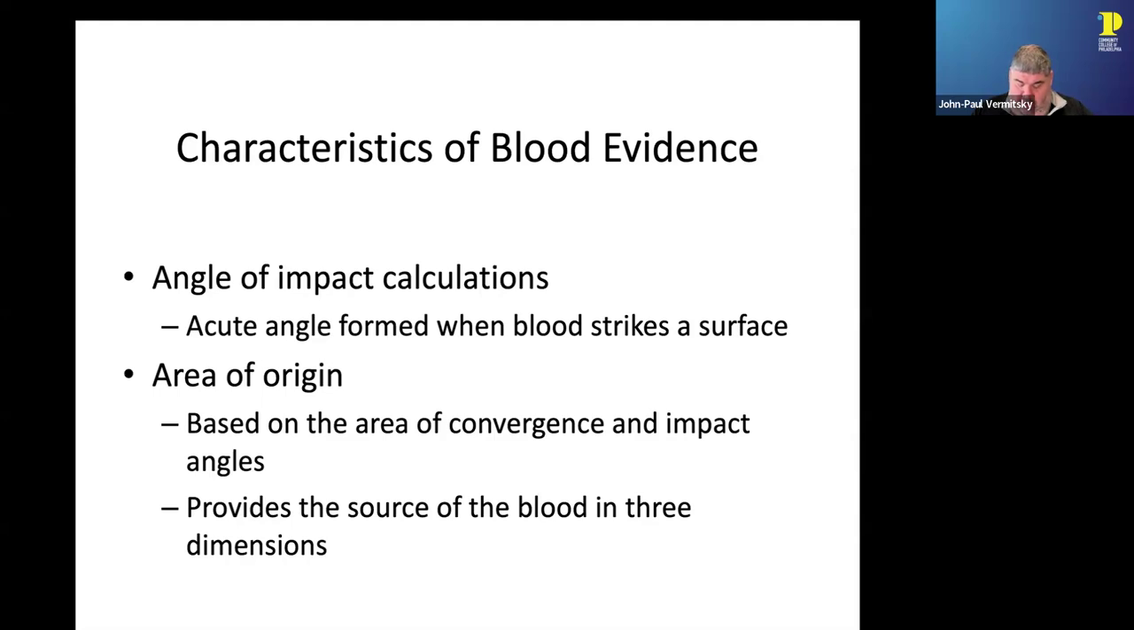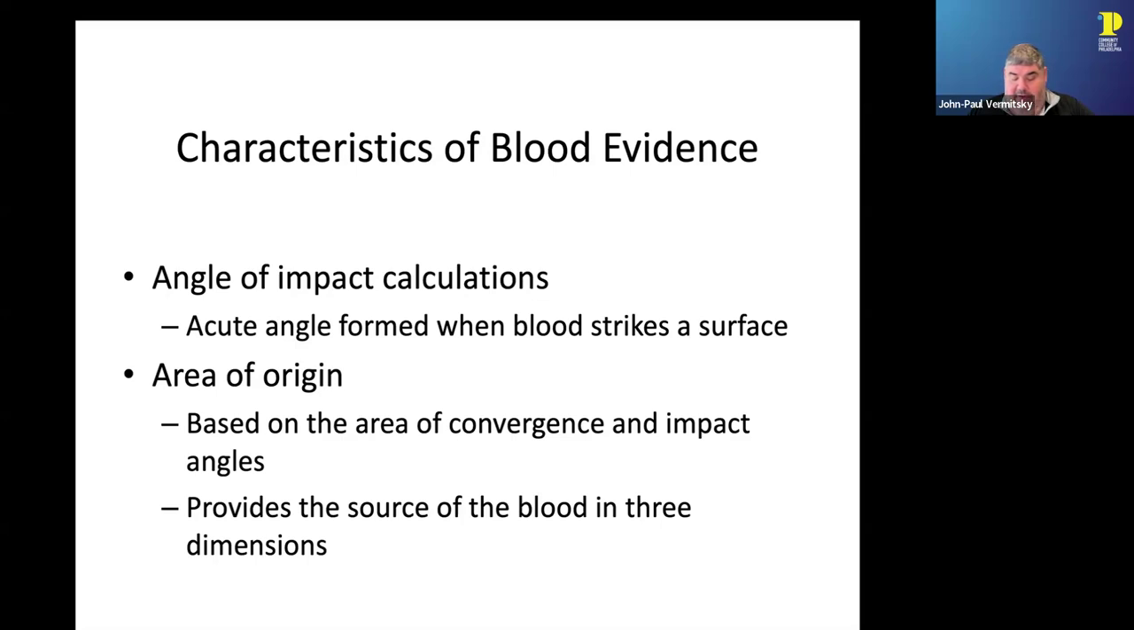You want to divide the width by the length. This will give you a decimal value, meaning that this value will be less than 1. And then what you want to do is take the arc sine or inverse sine of the ratio width divided by length to determine the angle of impact. Once you have that angle of impact, it is the acute angle that's formed when blood strikes a surface.